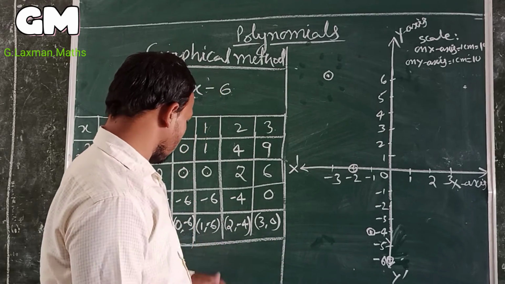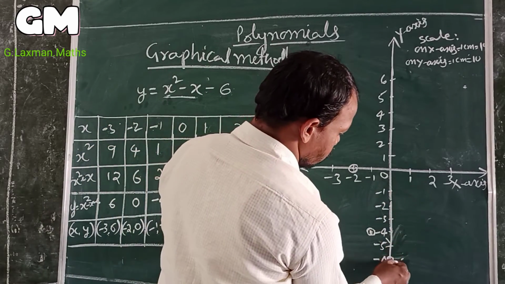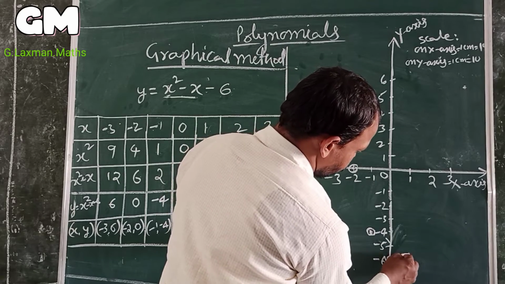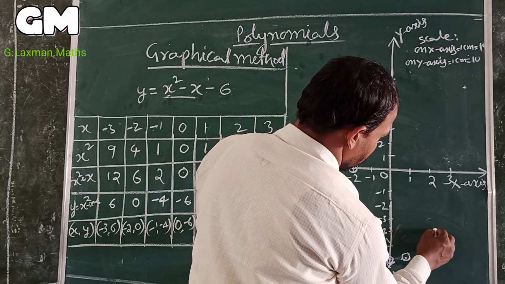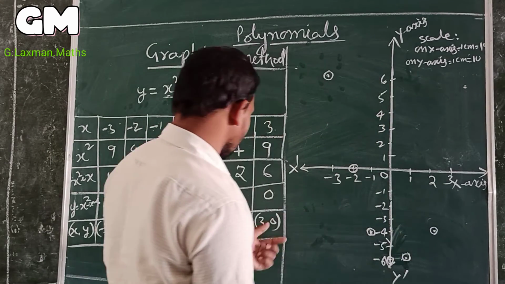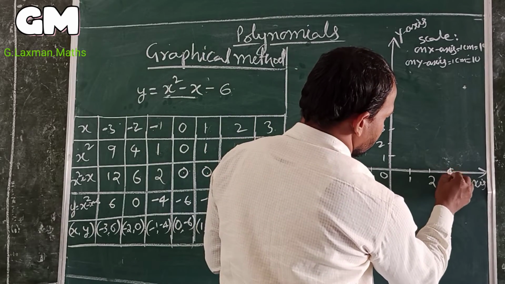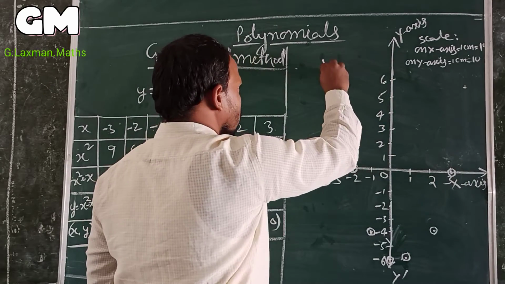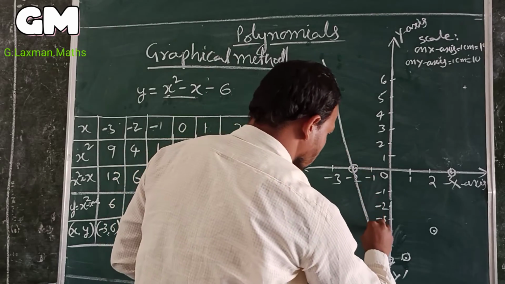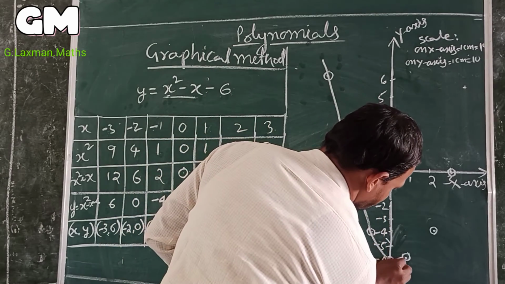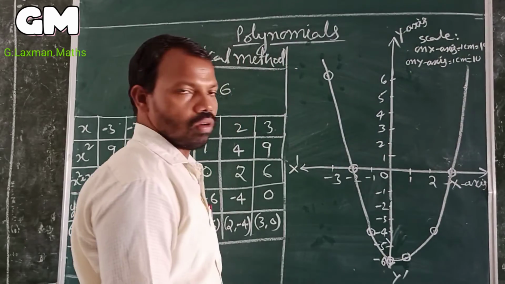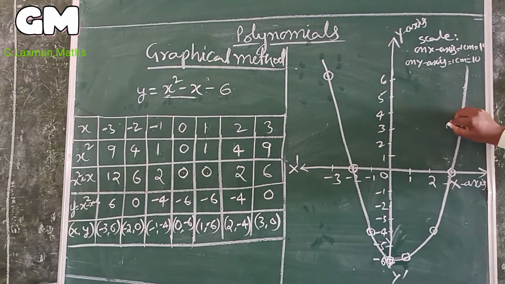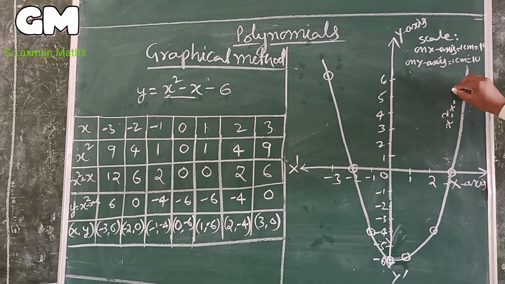The next is 1 comma minus 6, positive 1 and minus 6. The next is 2 comma minus 4, and the next is 3 comma 0, which is on the x axis. Just join all these points with a curved line and you will get a parabola. This is the graph of the equation x square minus x minus 6, and it will extend like that.